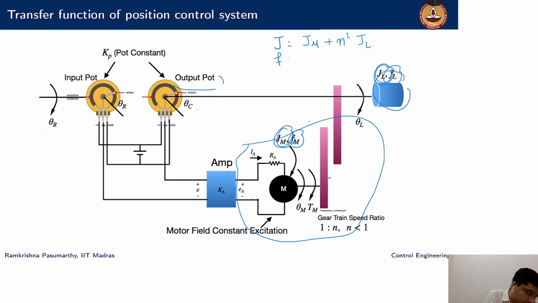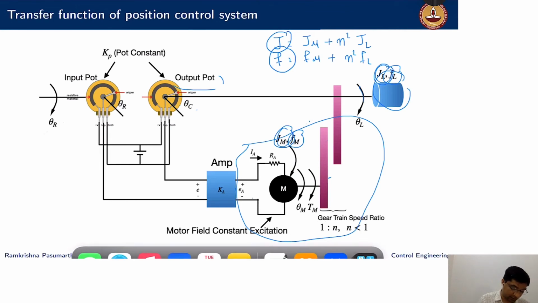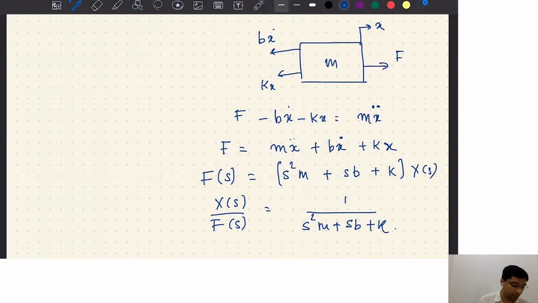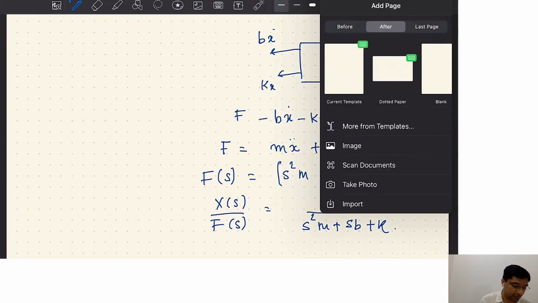Similarly, the friction component will see the friction of the motor, then it goes through the gear to drive the load. This will be Fm plus n square FL. Now this is nice. So the motor experiences J and F as the load. Again, we'll go to where we started off in the first example of lecture 3, which is to derive or write down the overall transfer function of a DC motor.